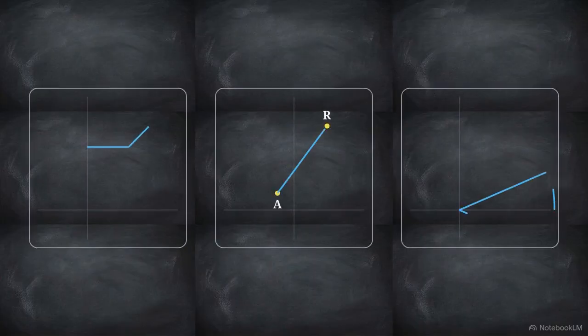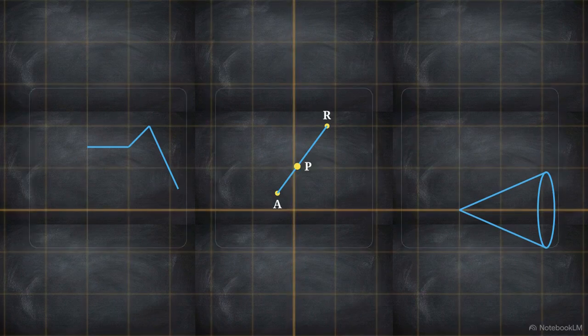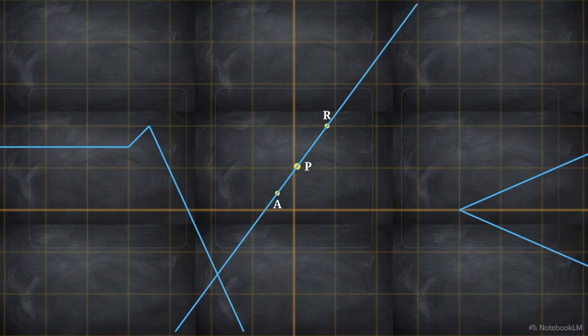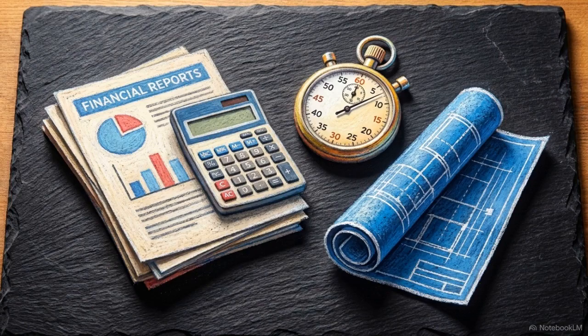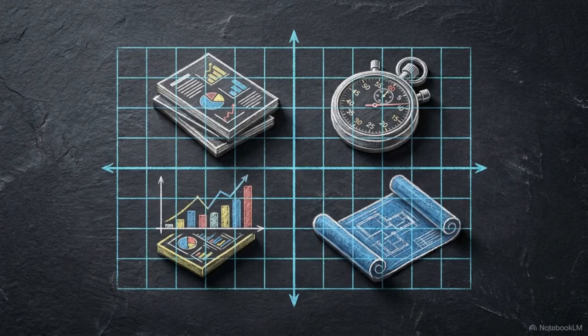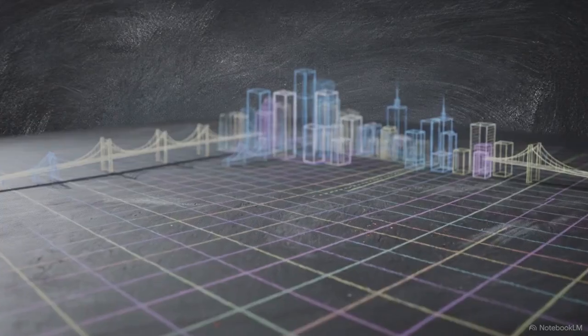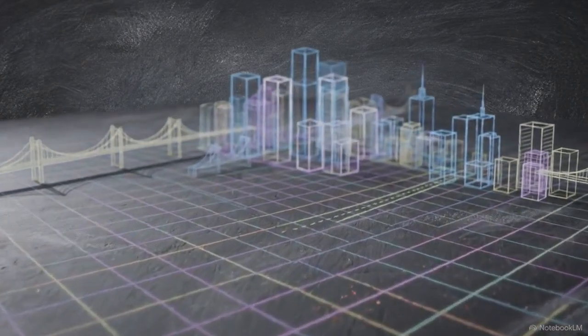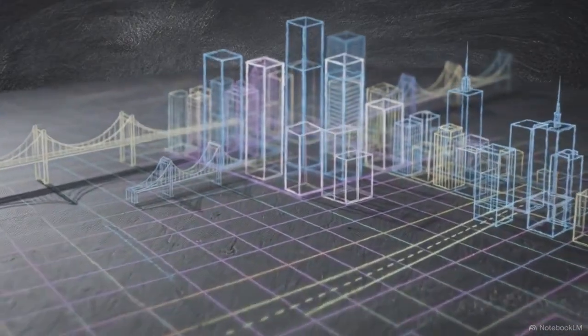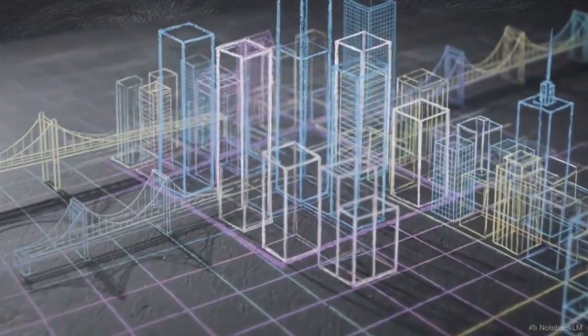We mapped the piecewise fluctuations of market pricing, we plotted the precise physical intersection of two travelers, and we generated a solid physical volume out of thin air. These look like problems from completely separate fields of study: economics, kinematics, and architecture, yet they all share the exact same underlying mathematical logic. Coordinate geometry serves as a universal framework for constraining, measuring, and predicting the physical world through the logic of the grid.